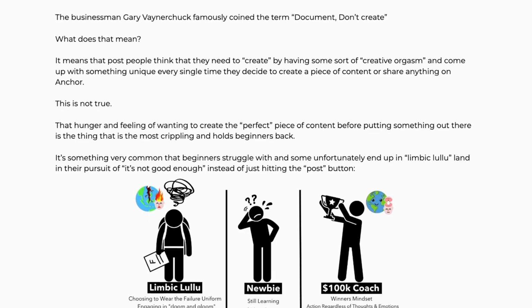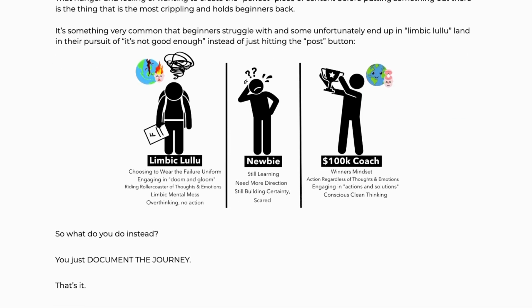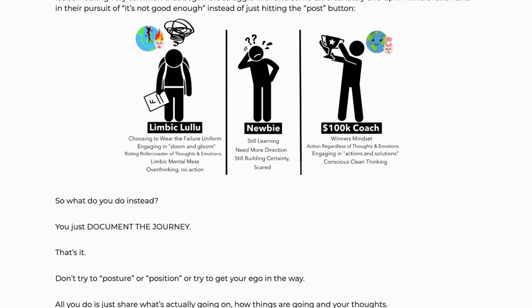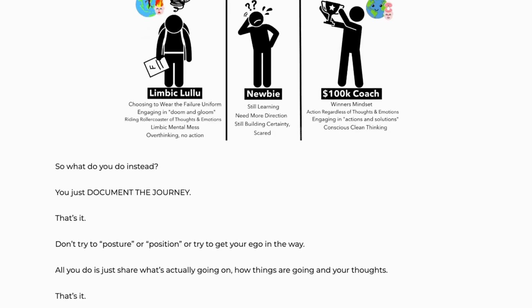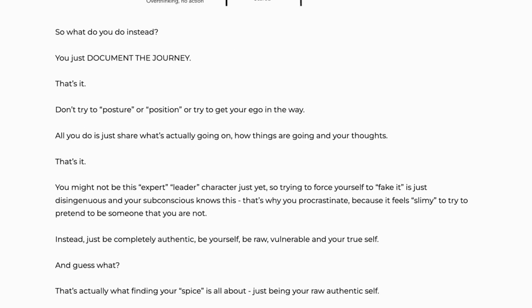As you go on and learn those lessons, people are going to find value in that and build a relationship and a connection with you as well. So don't try to posture or position or put your ego in the way and try to seem like you are something else. Get that all out of your mind. You just want to show who you are, show the lessons you are learning along the way and the value you can provide to your audience. So you want to be raw, vulnerable, your true self.